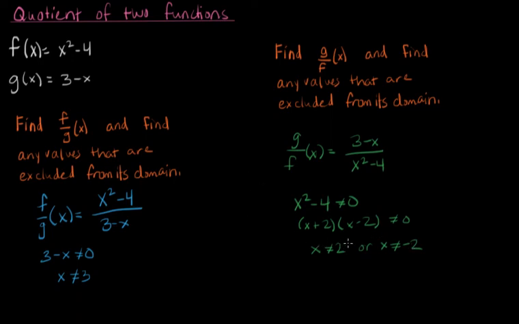So in this case, 2 and negative 2 need to both be excluded from the domain, because if we have 2 or negative 2 squared, that's 4, minus 4 does equal 0, and that gives us a problem in our denominator. And that's how you find a quotient of two functions. You just have to be careful and make sure that you restrict the domain so that you don't make the denominator equal to 0.